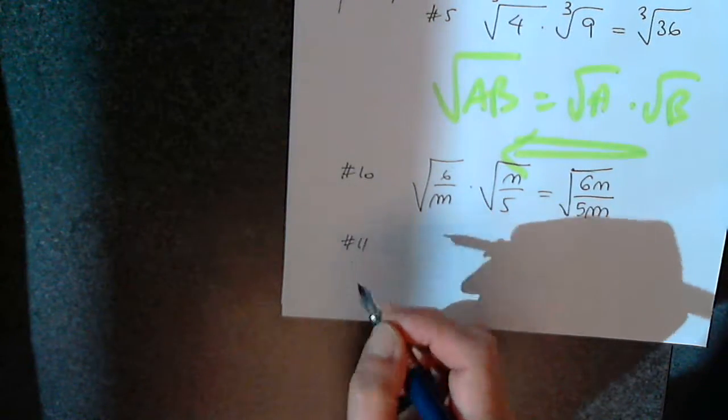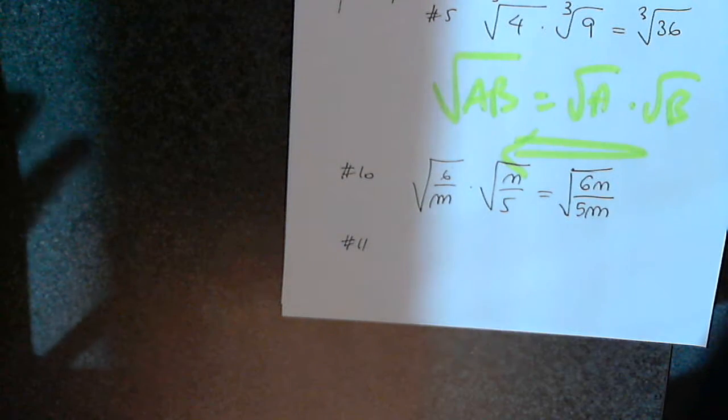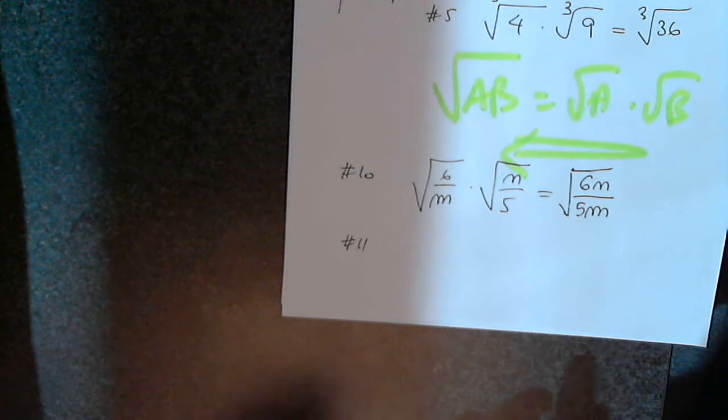One more and we move on. They may appear to be difficult, but you see they're not. All you have to do is just think in a different way. We haven't thought of these terms before, right? Multiplying radicals. Let's look at 11.